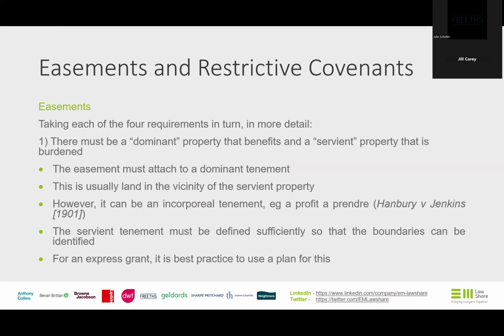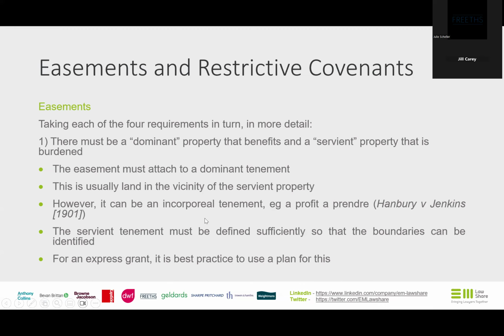So again, with the profit à prendre, in the Hanbury and Jenkins case, what the court held was where there was an existing intangible right, i.e., the right to go fishing, where people had then been parking whilst they were going fishing, they were able to acquire a parking easement that attached to the right to fish rather than to, say, the actual land.